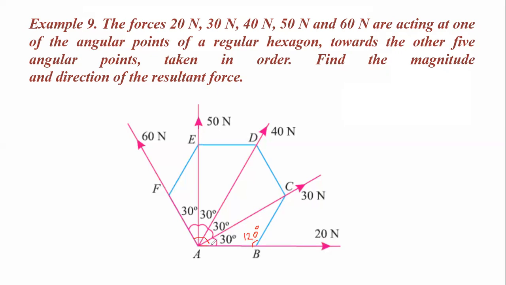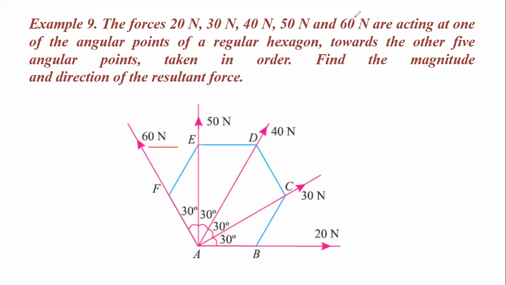From each angular point, there is one force passing. The first force is 20, the second is 30, then 40, 50 and 60 respectively. For this arrangement, we have to find the resultant force R. The resultant force is nothing but the single force which produces the same effect as is produced by this number of forces. Such a force is called a resultant force.